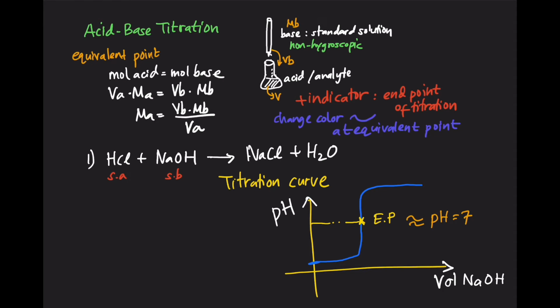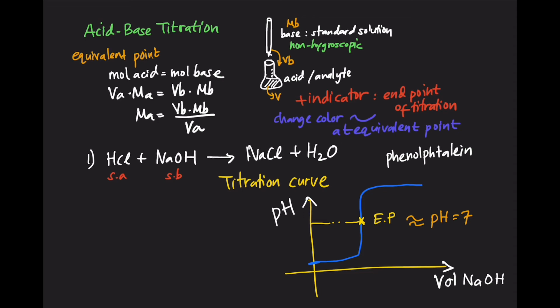So we should pick an indicator that would change color around the pH of 7. And normally the example of indicator that is commonly used is called phenolphthalein. It changes color from transparent to light pink when it reaches this kind of pH.